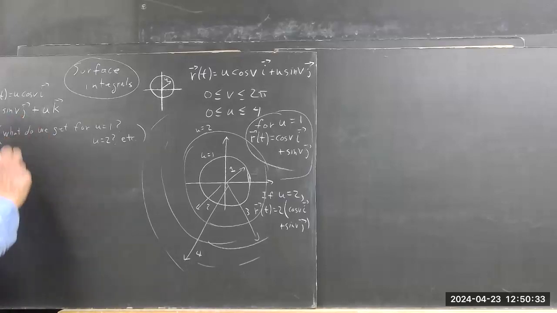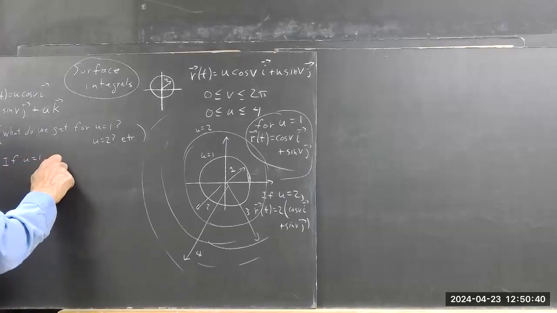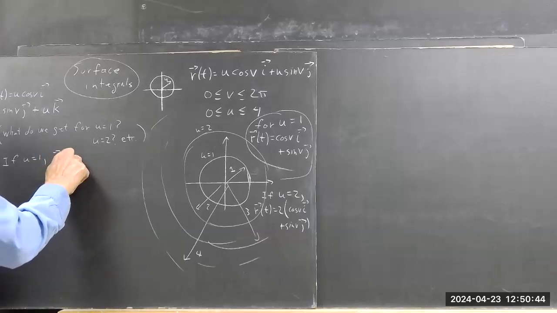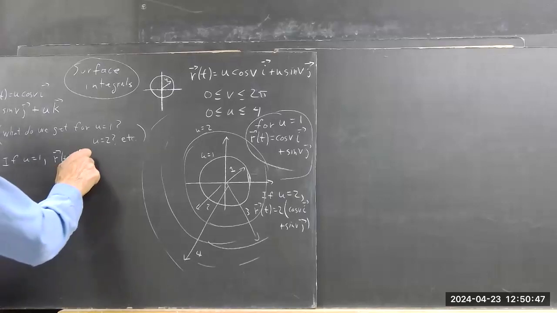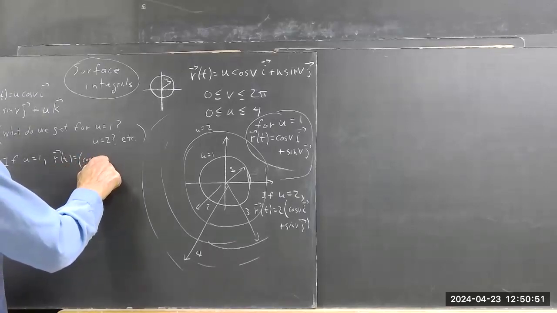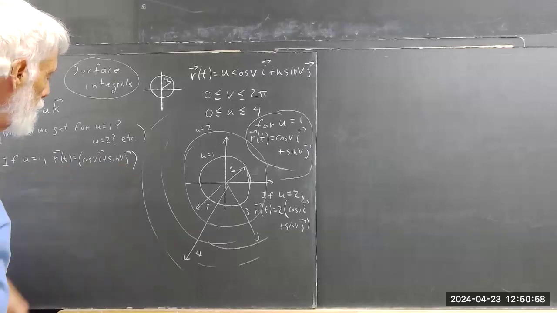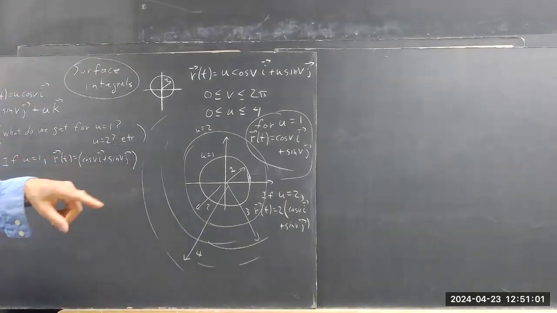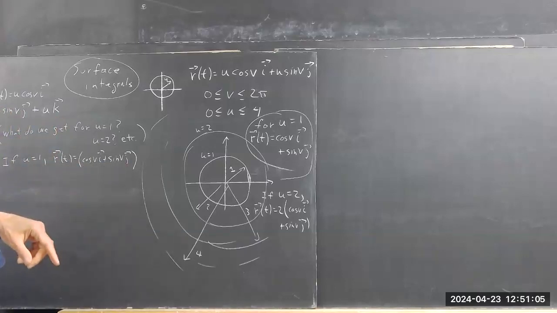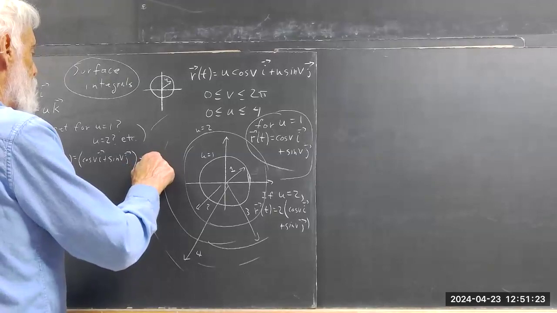Okay, so what do we get? So what do we get for U equals 1? We have cosine V I plus sine V J. So in the plane, if U was 0, but it isn't, in the plane anyhow, we have the unit circle, but then we have V K.